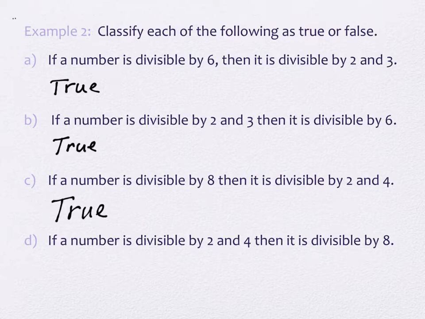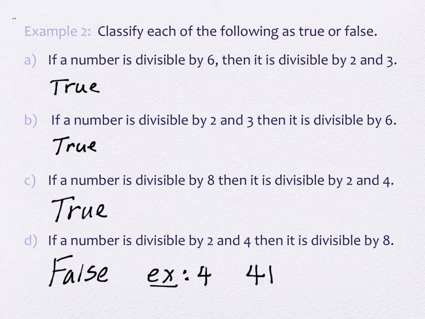If a number is divisible by 2 and 4, then it's divisible by 8. That is not always true. Can you give me a number that's divisible by 2 and 4, but not divisible by 8? 4. 4 works, actually. 4 is divisible by 2, 4 is divisible by 4, and 4 is not divisible by 8. It's the smallest one. You got it. This is false. So 4 divides 4, and 2 divides 4, but 8 does not divide 4.